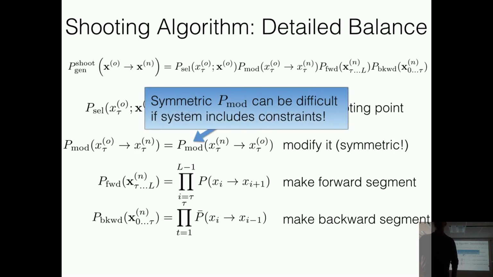In practice, doing this symmetric p modification is a little bit tricky when you have constraints, because keeping velocities correctly constrained to the manifold is a mess. But we'll also talk about how we get away from that problem in general for at least biomolecular systems, for large systems.